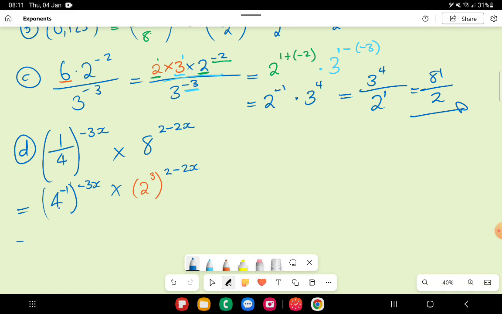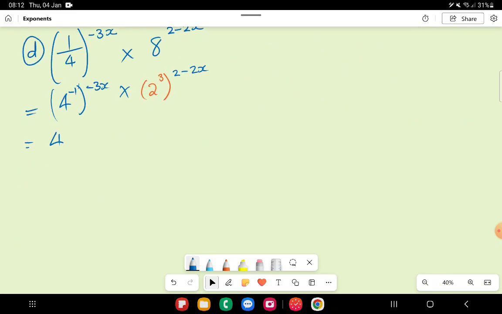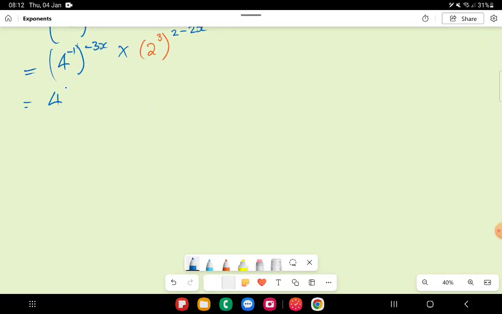So this then becomes 4 to the power of positive 3x. Oh, but let's change the 4. Instead of saying 4, let's change the 4 to 2 to the power of 2. But it's -2 because of that minus sign there. 2 to the power of 2, -2.